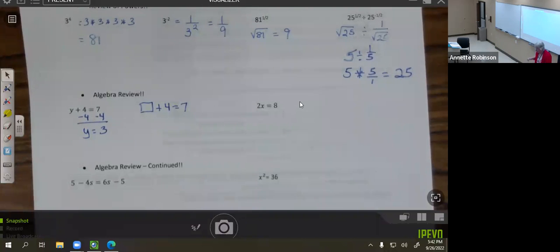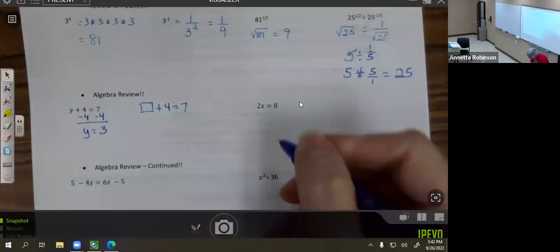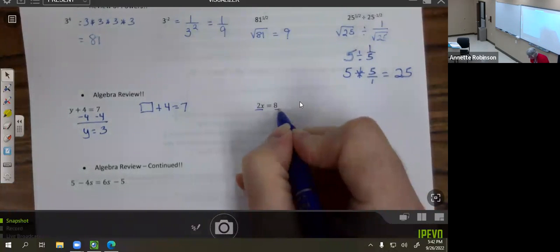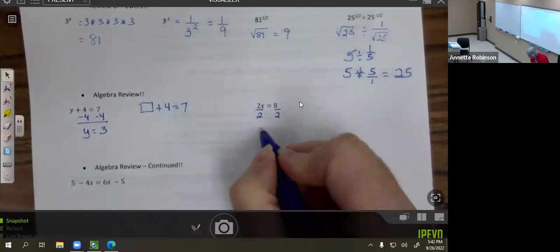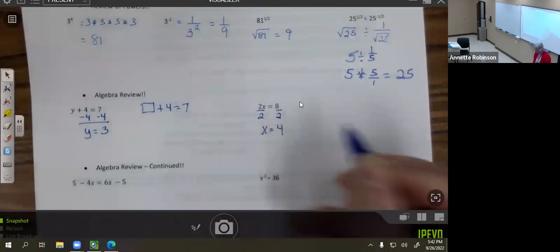Okay, 2x means 2 times whatever x is standing for. So to solve the multiplication, you do the opposite, dividing. We use the fraction bar to represent division.